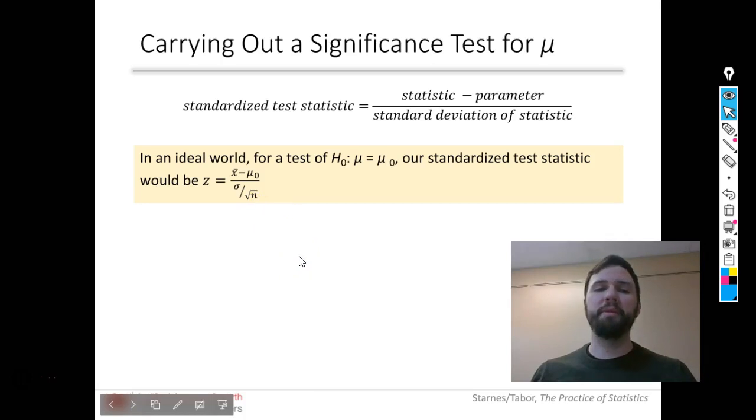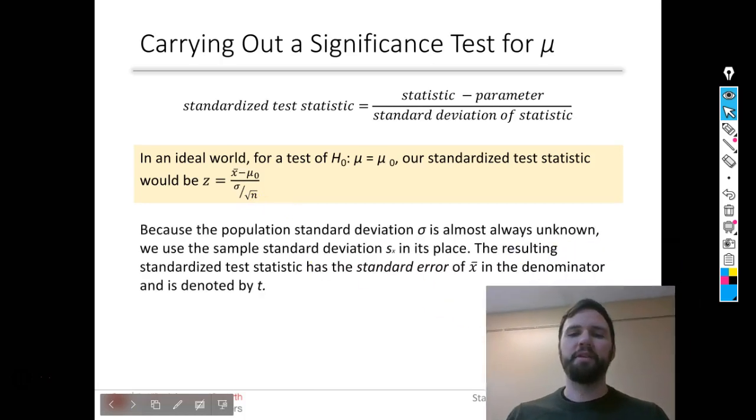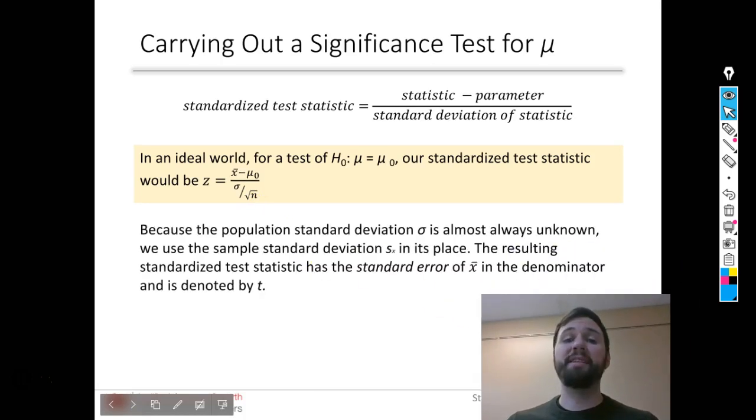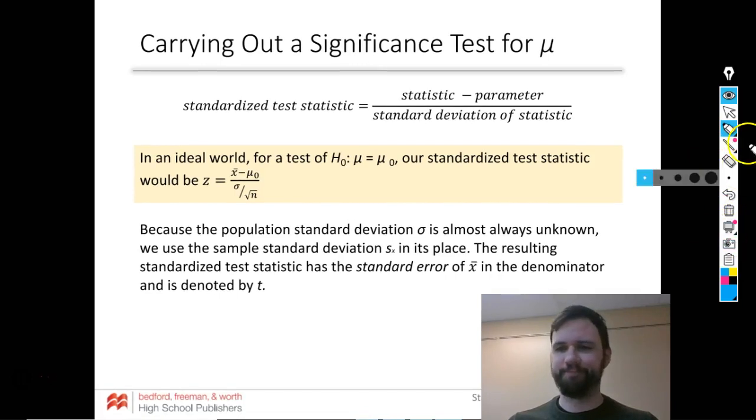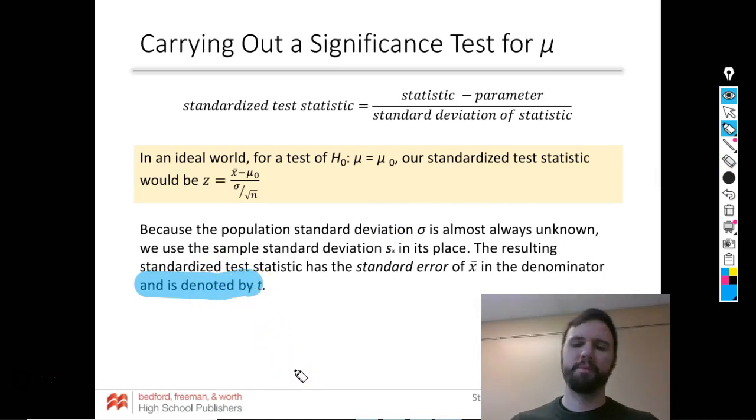We want to use z, but we can't, because we know from last chapter that z is not accurate when you're dealing with a mean. So we are going to use t again. We're going to use t. Z just isn't accurate enough for us.